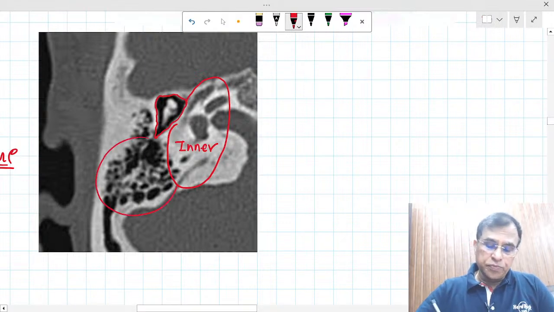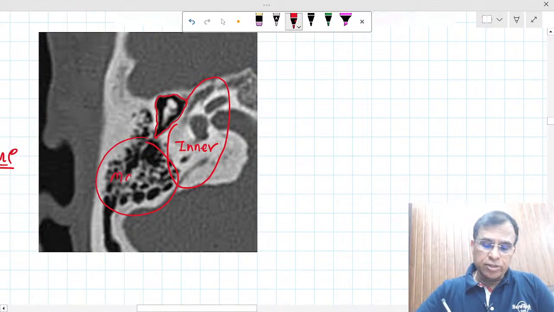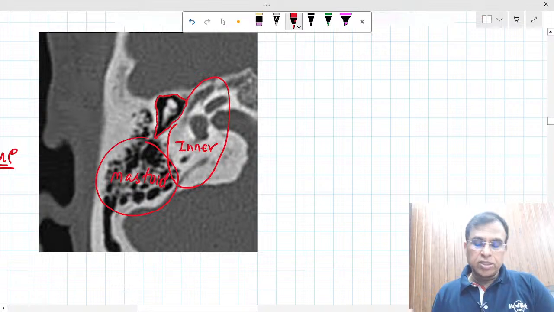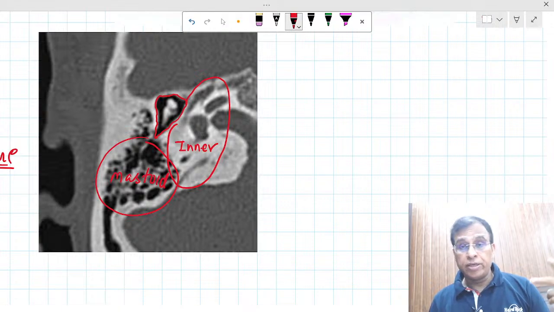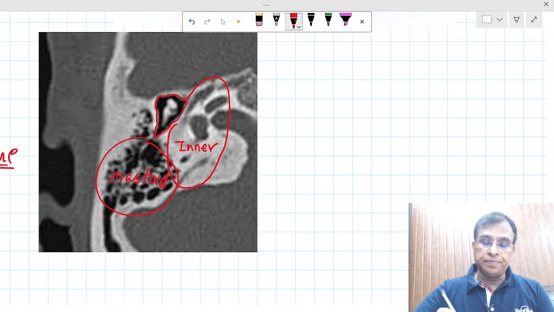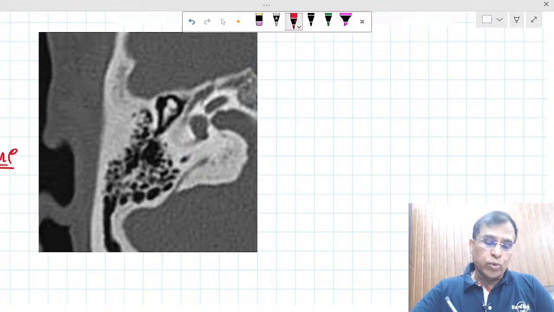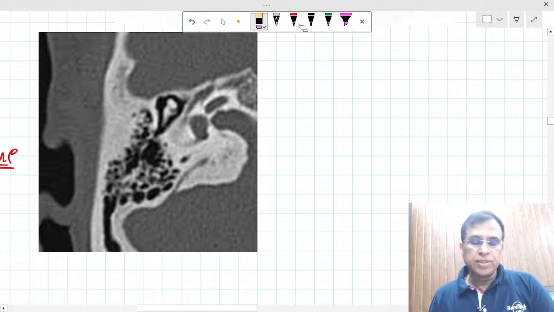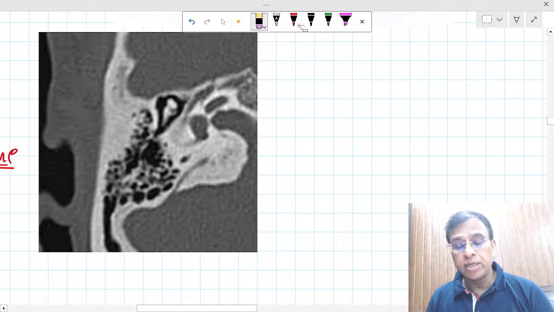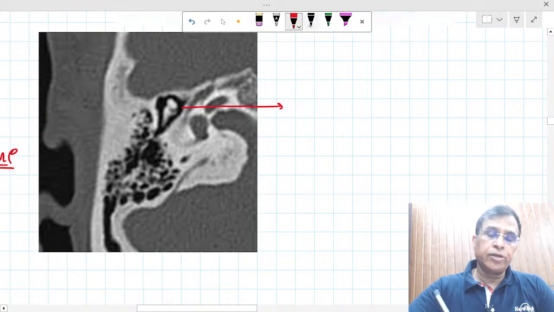This I don't have to tell you, everybody knows, because the air cells, multiple air cells, this is mastoid. So in a temporal bone CT scan, you should be able to identify the middle ear, the inner ear, and the mastoid easily, which is not difficult. Now look at the middle ear. In the middle ear, what are these white things that you see? These are the ossicles. This is how the normal ossicles in the middle ear look. Now this look of the normal ossicles in the middle ear is described as ice cream cone appearance.